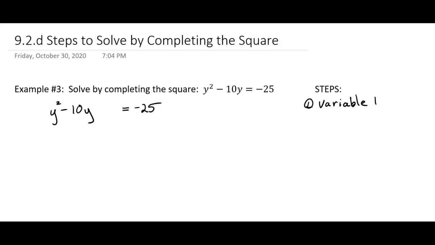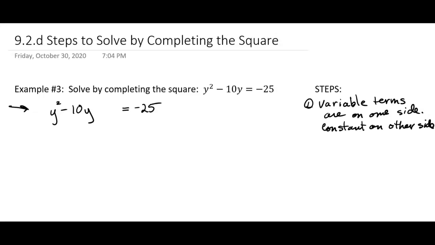or terms with a variable, are on one side. The constant has to be on the other side. So what do I mean by constant? I mean the number, the negative 25. So you've got, on the left, the y squared and the minus 10y. That's fine because those both have variables. Those terms both have a variable y in them, and that's what you want. You want those by themselves.